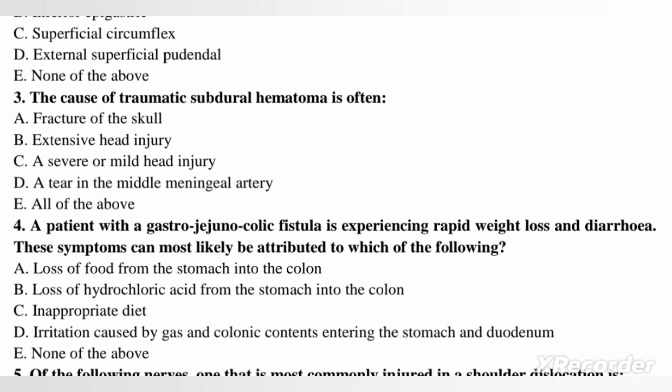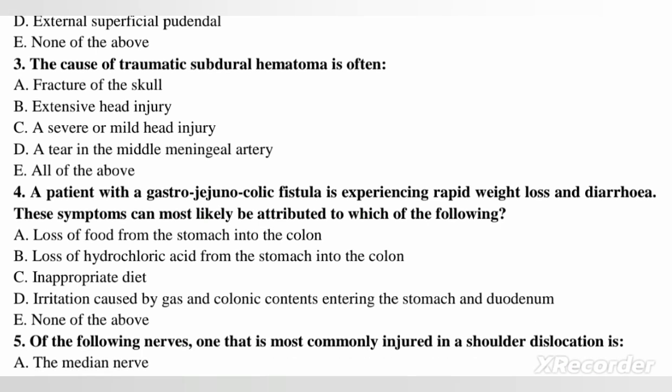We need to retain that a severe or mild head injury, or we can say in general that traumatic subdural hematoma, the mechanism is rupture of bridging veins that cross the subdural space. And this rupture can be caused by head trauma, whether severe or relatively mild, especially in elderly individuals or those on anticoagulants. So that makes the C option the best.